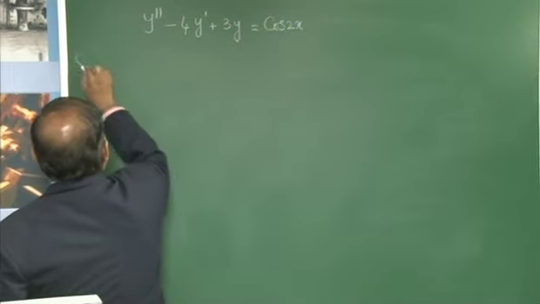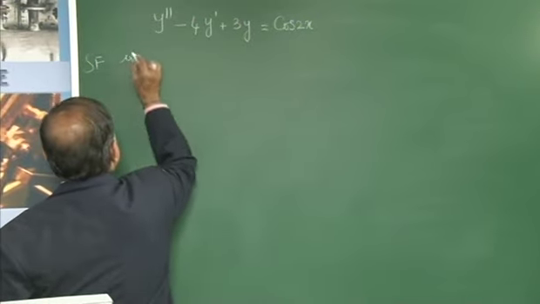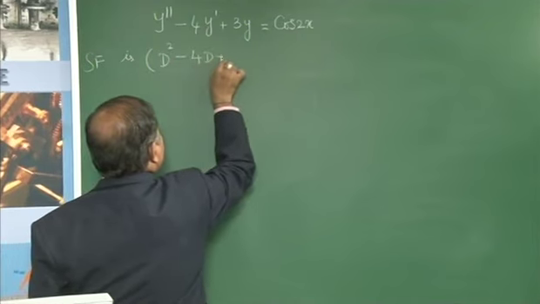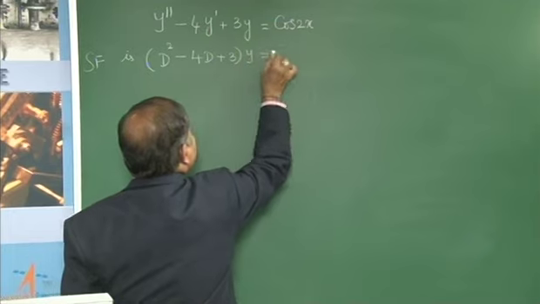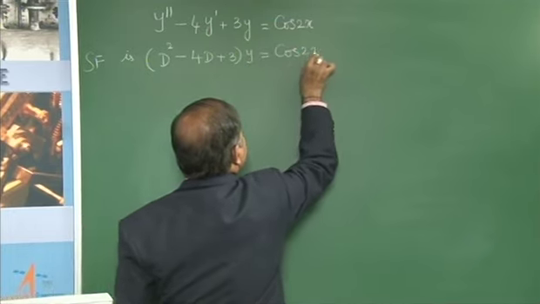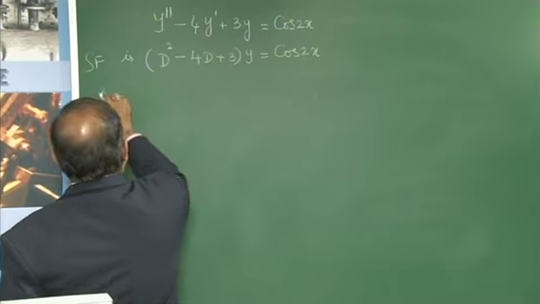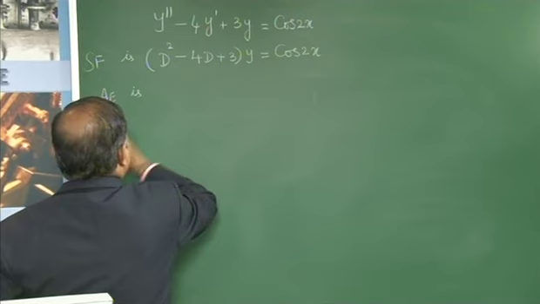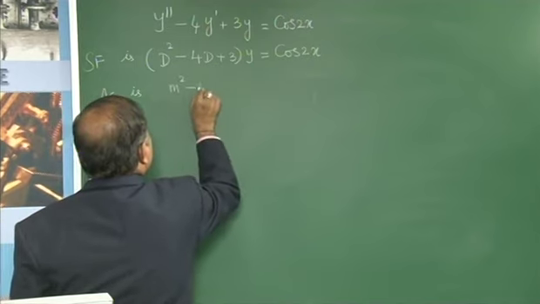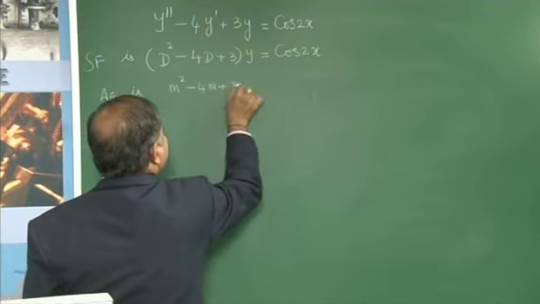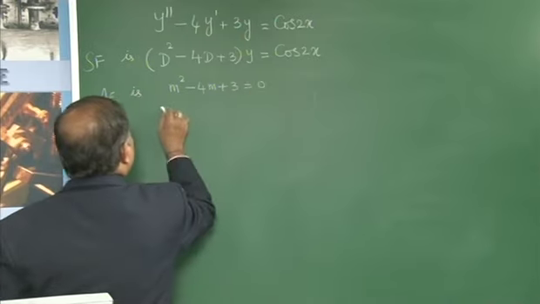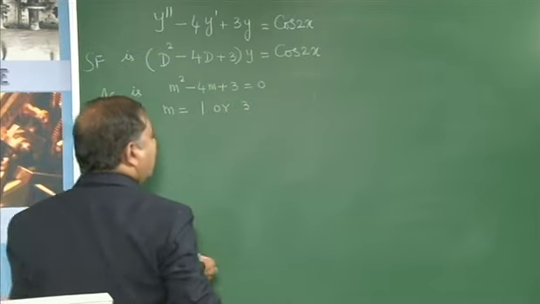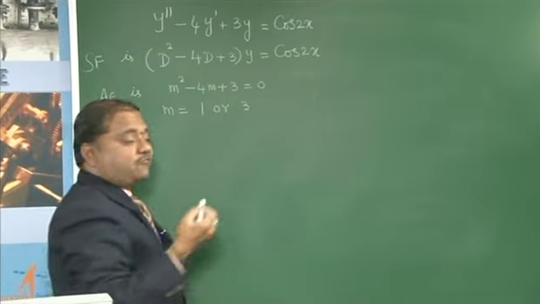What is the first idea? Don't forget, we have to follow the procedure. D squared minus 4d plus 3 into y equals cos 2x. Auxiliary equation: these all are standard notation, standard form. M squared minus 4m plus 3 equal to 0. What about the roots? By now if you have calculated, you can write the roots as 1 and 3, different roots.